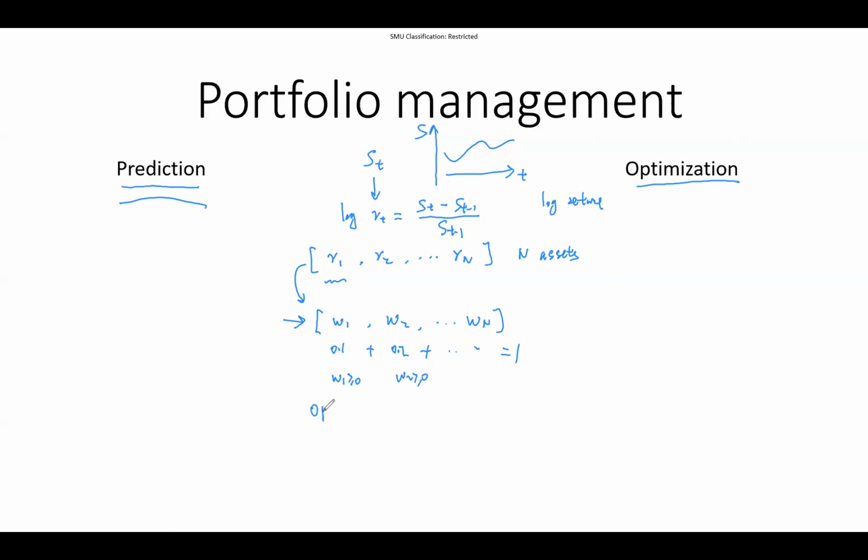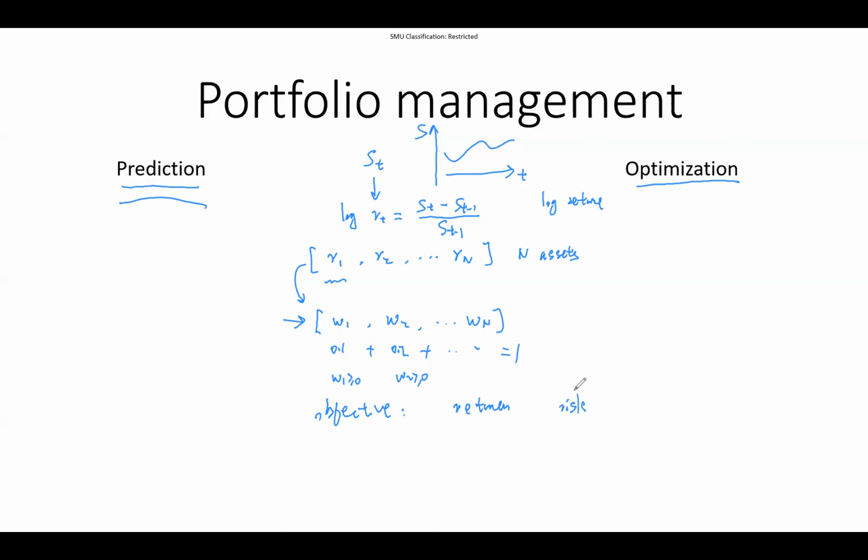The objective function, the optimization function. So what do we want to do? In the problem of portfolio management, there are two things we care about. One is the return, or reward, and one is the risk.